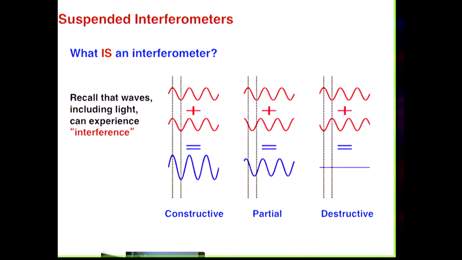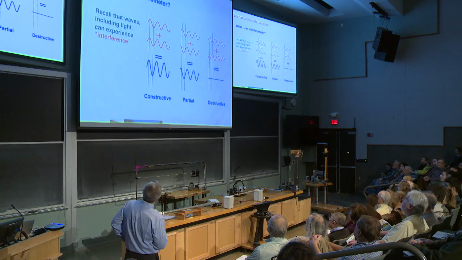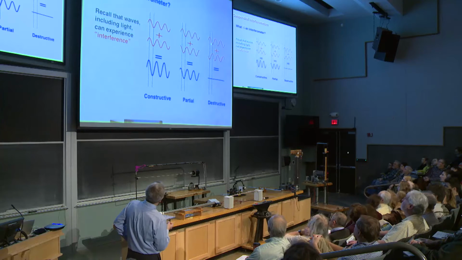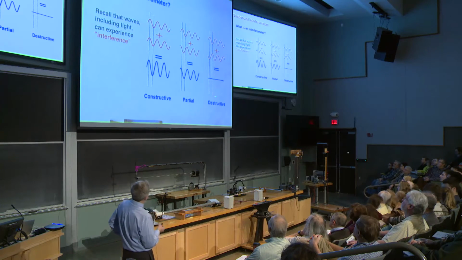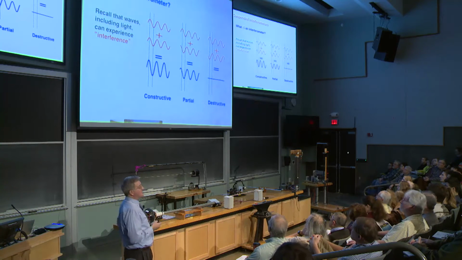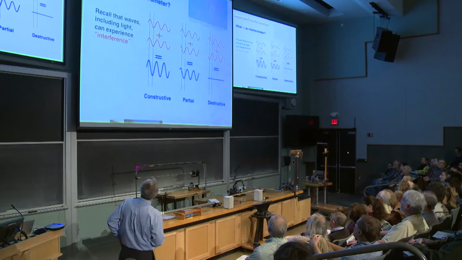And you may recall from elementary physics that when you bring together waves, you can have constructive interference if the crest of this wave lines up with the crest of that wave. If you have the crest of this wave lining up with the trough of that wave, you get complete destructive interference. And in general, you get something in between. Okay, so an interferometer is designed to exploit that.